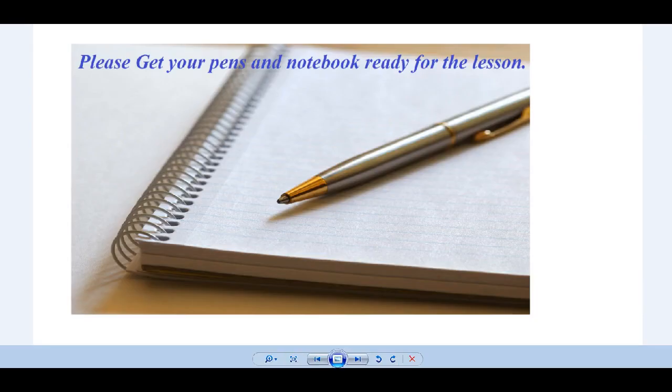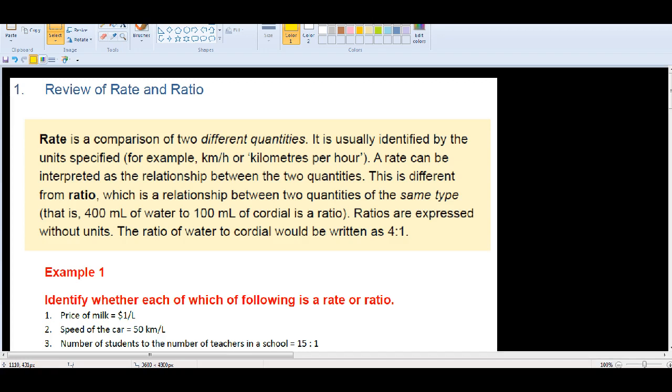Okay? So just make sure you know that rate and ratio are two different concepts, although both involve division between two numbers. Okay, but they're different. The rate is about the comparison of two different quantities, so it's the division between two different quantities. And ratio is the comparison, or the division, of two quantities of the same type.